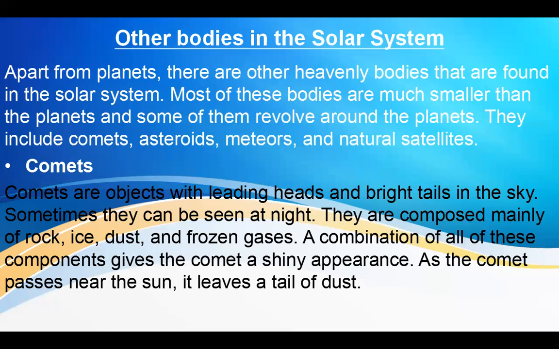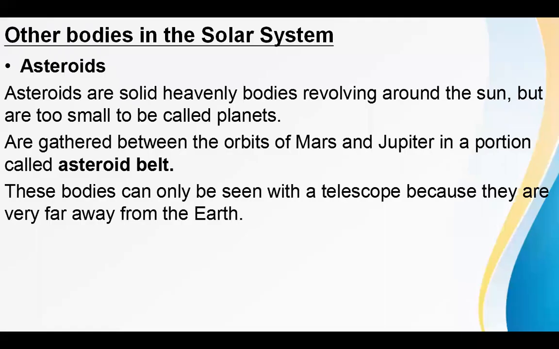Moving on, let's see the asteroids. Asteroids are solid heavenly bodies revolving around the sun, but they are too small to be called planets. So they are just solid heavenly bodies that are orbiting the sun, but they are too small to be called planets because planets are bigger and have a specified shape.